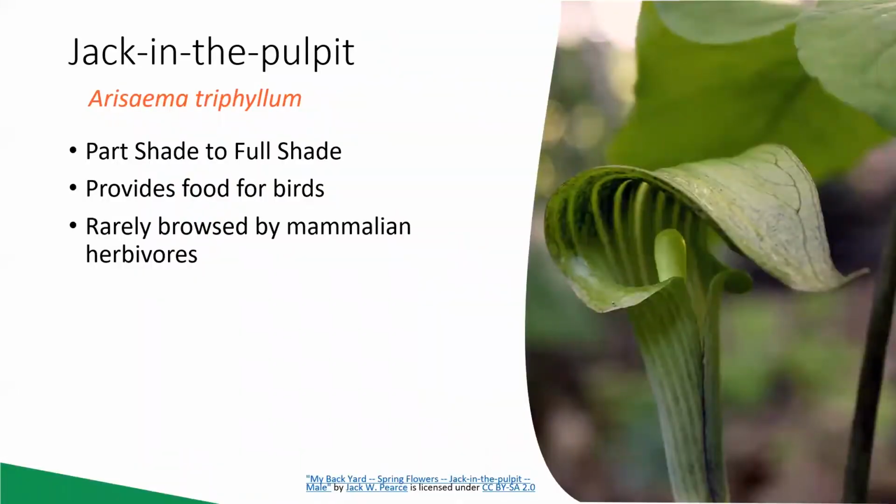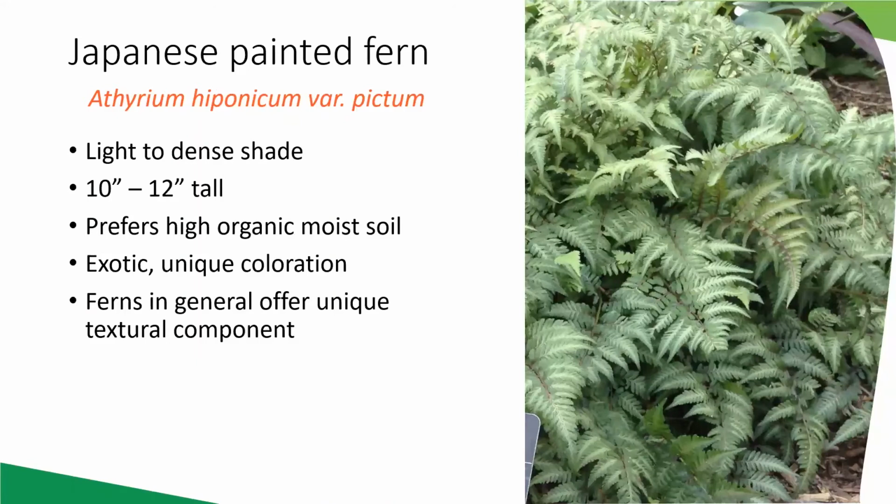A jack in the pulpit. These are rarely browsed by mammals, but they do provide some food for the birds. They are part shade to full shade and have just an interesting flower stalk. Oh, a nice Japanese painted fern. It has light to dense shade, nice foliage, and a nice texture to that foliage that you can incorporate into the landscape again for those shady areas.